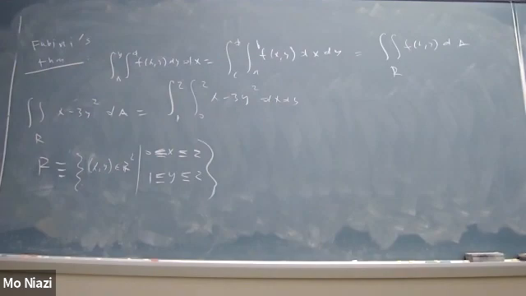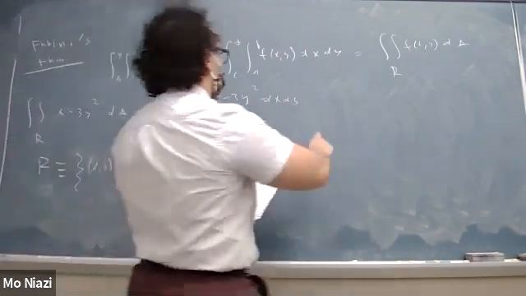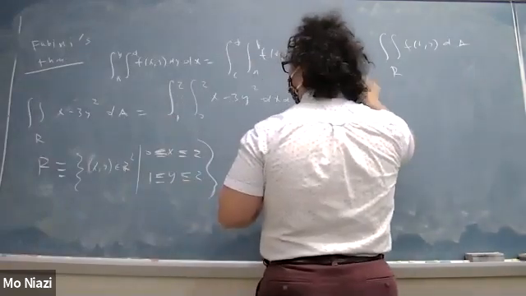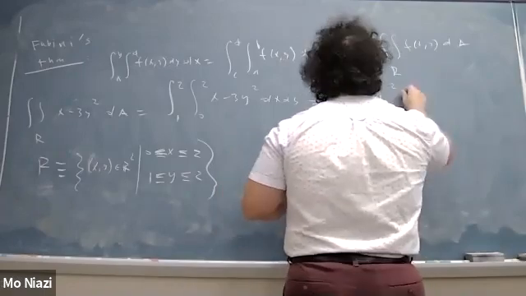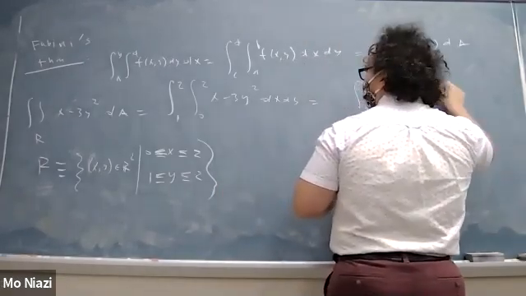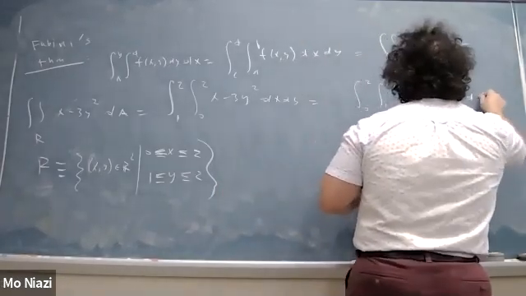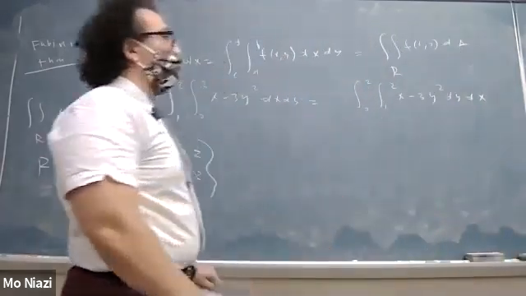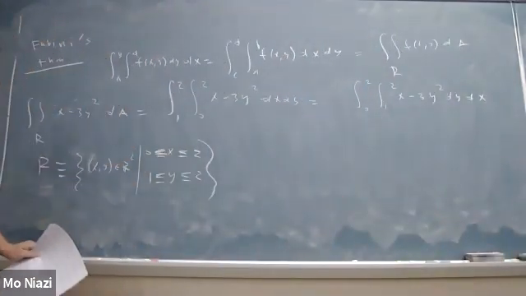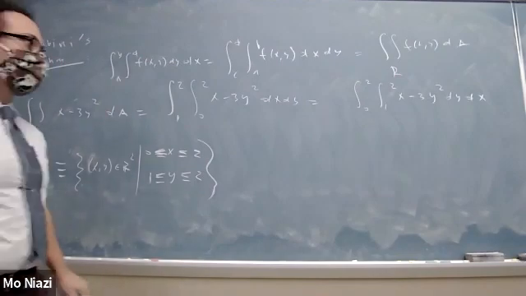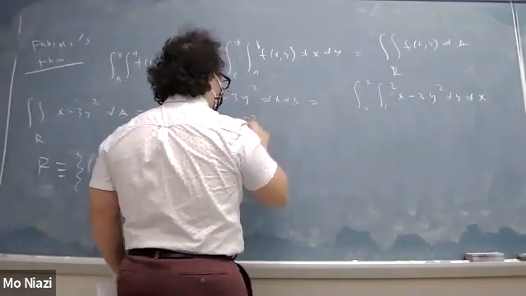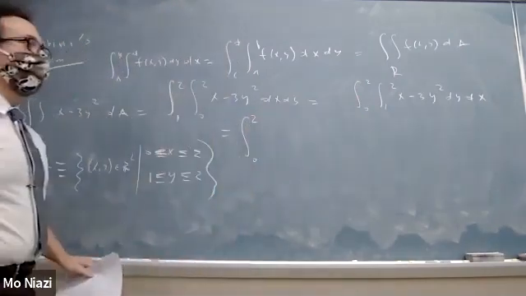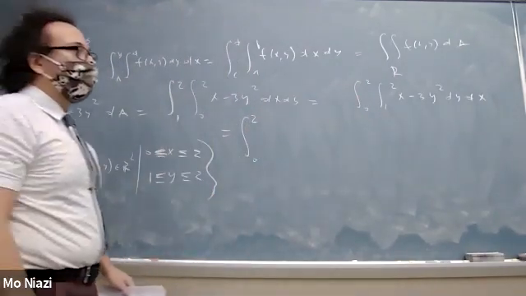But alternatively, we can switch the order of integration and say this is the same thing as the integral from 0 to 2, integral from 1 to 2 of (x minus 3y squared) dy dx. So whichever one makes your integration easier is the one you should pick, because mathematicians are lazy, and mathematics is time consuming. But that's why we love it.